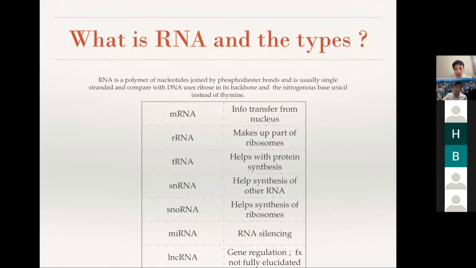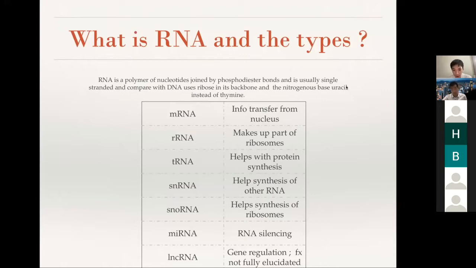So let's talk about what RNA is and have a little review of the basics. RNA is a polymer of nucleotides joined by phosphodiester bonds, and it's usually single-stranded. Compared with DNA, it uses ribose in its backbone and the nitrogenous base uracil instead of thymine. So again, for review, a nucleotide consists of three components: a sugar, a phosphate, and a nitrogenous base.